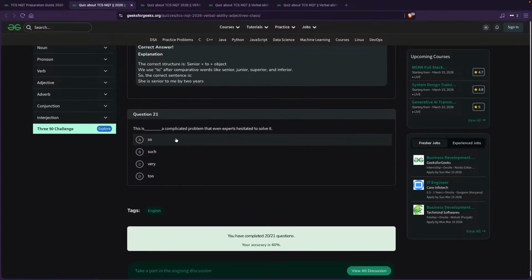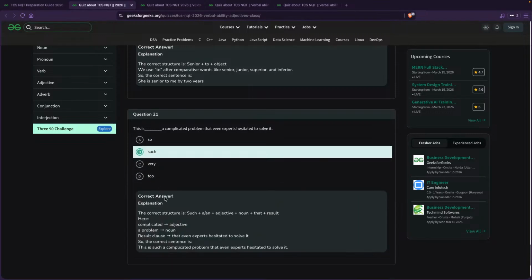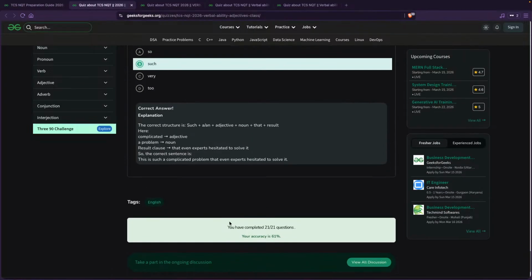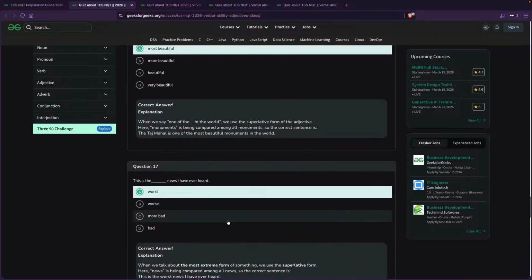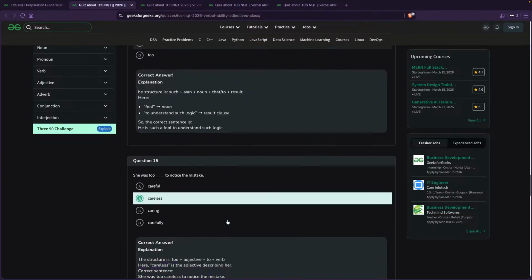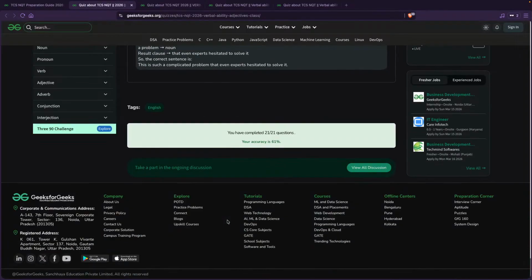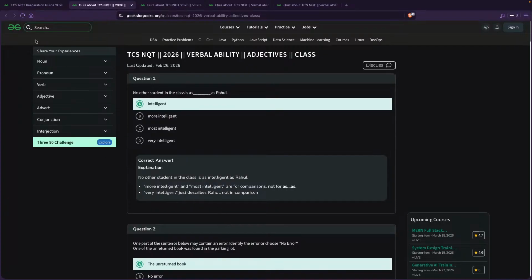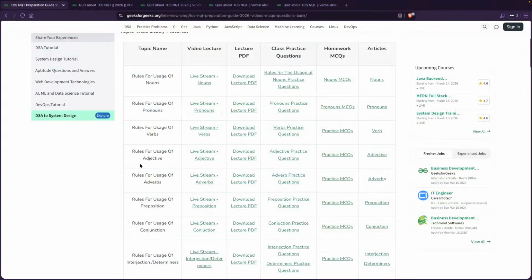This is such a complicated problem that even experts hesitate to solve it. Such a. Okay, 61 accuracy. My God. Okay, but after that I have made just one mistake. But before that I have made many mistakes. I have to grasp the problem. I have to grasp the situation.